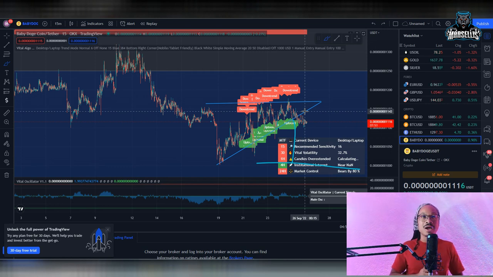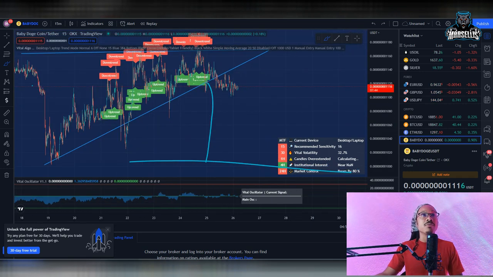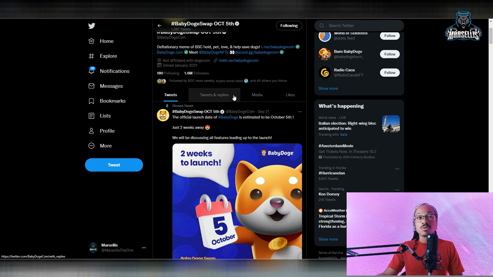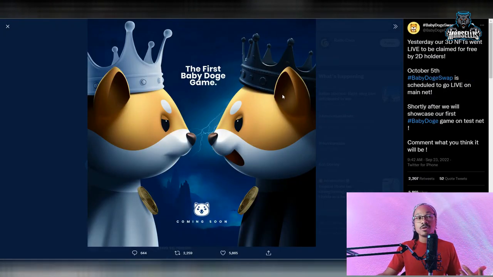That's usually what happens whenever a project comes out with a big thing like that. Baby Doge Swap is actually pretty big for us, so I think we're going to actually end up increasing from there. And then we have the announcement of the game. So, you know, we could still become bullish, but right now we're still going to be pulling back. While we're pulling back though, we just have to wait.